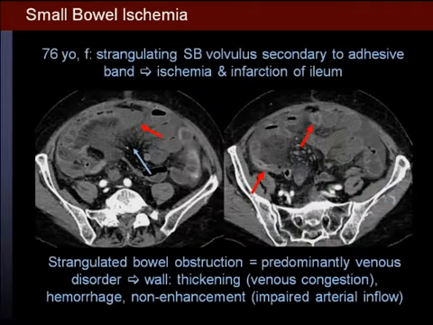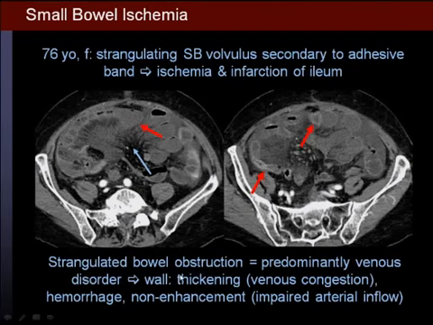Now, another important pathology that was addressed yesterday is localized small bowel ischemia in bowel obstruction. This typically occurs in a strangulating small bowel volvulus, and in this patient it was due to an adhesive band following an operation several years ago. Intraoperatively, ischemia and infarction of the ileum were found, and CT preoperatively shows a strangulated bowel obstruction.